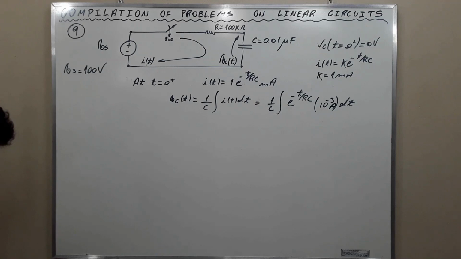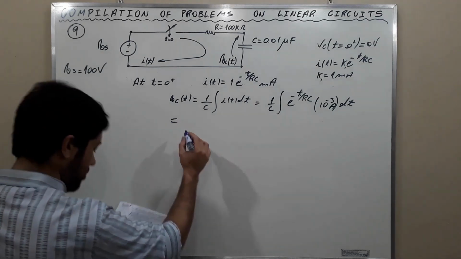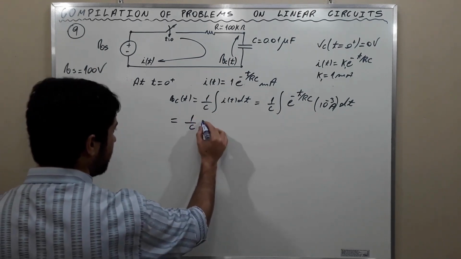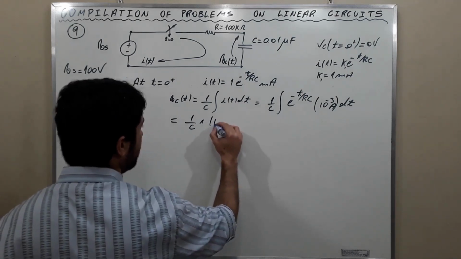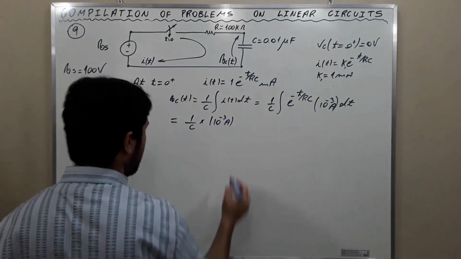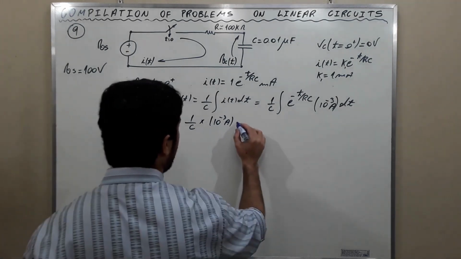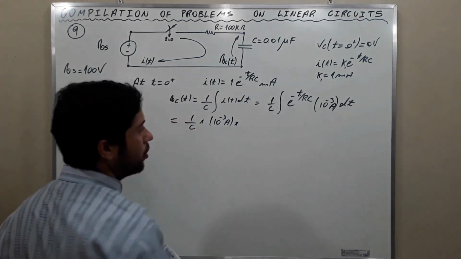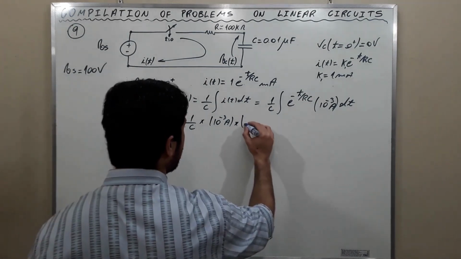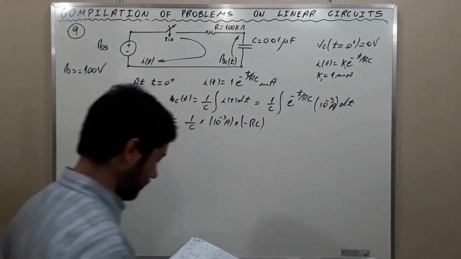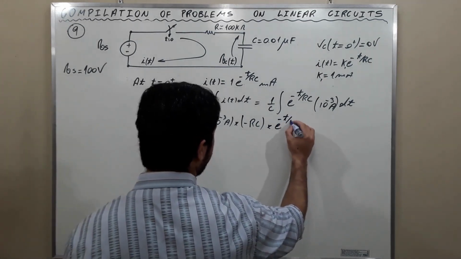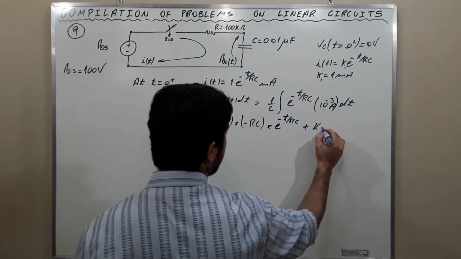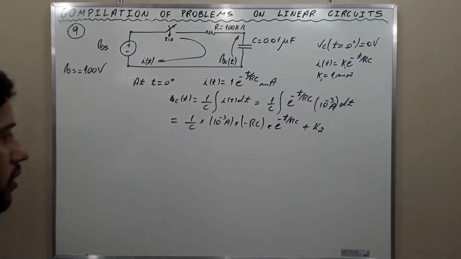Let's continue with our integration. It results in 1 over C times 1 milliamp or 10 to the negative 3 amps times this integral here results in RC times e to negative t over RC plus another constant of integration. We are calling it K2.